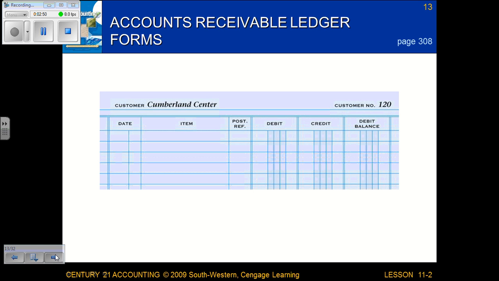What you're looking at now is the accounts receivable ledger form that we're going to use. Hobby Shack uses a 3-column accounts receivable form. So we have a debit, a credit, and a debit balance. We do not have a credit balance column because typically there should never be a credit balance. Unless someone has overpaid us, they would not have a credit balance. If they did overpay, we would just show that by putting parentheses around their debit balance to show that it was a negative amount.